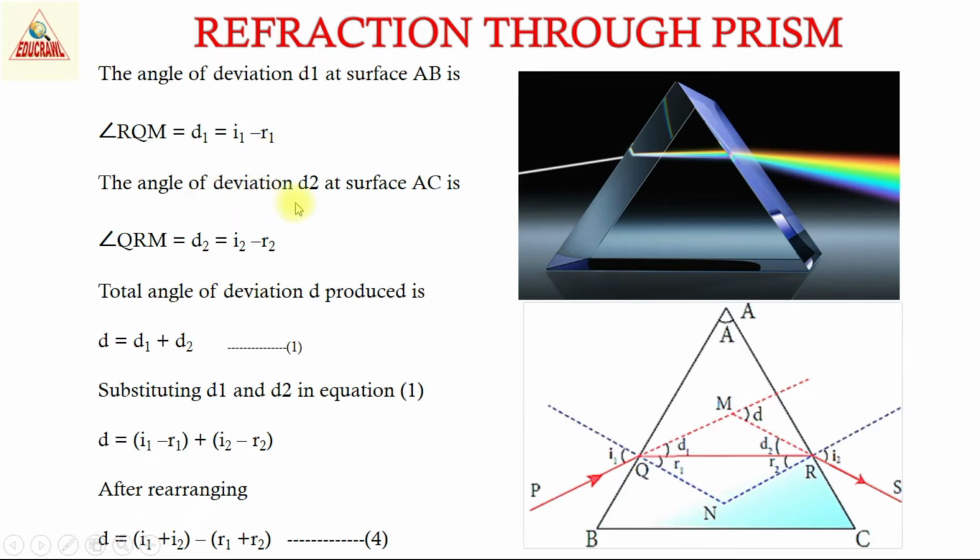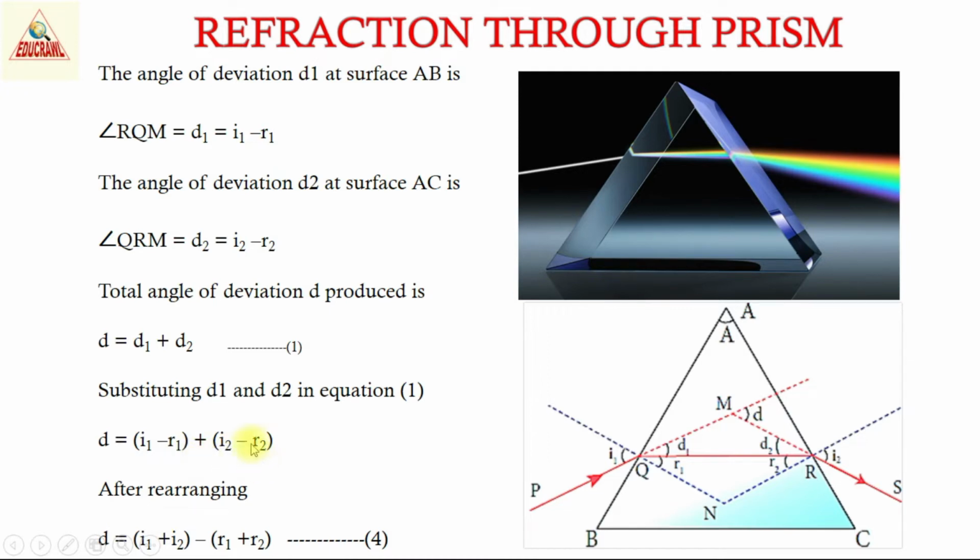Similarly, the angle of deviation at the next surface AC is angle QRM, which is equal to D2, which is equal to I2 minus R2. Now the total angle of deviation, we have to add these two. So when you add these two, we get D is equal to D1 plus D2. Now substitute the value of D1 and D2. When you substitute, you get D is equal to I1 minus R1 plus I2 minus R2.